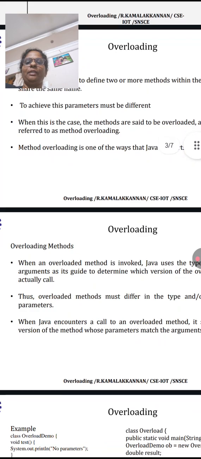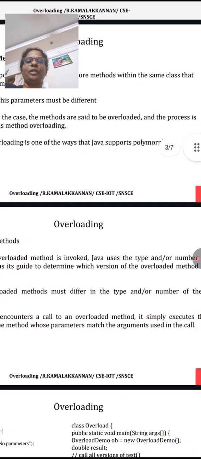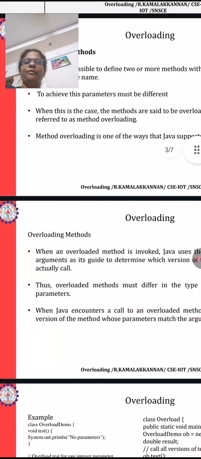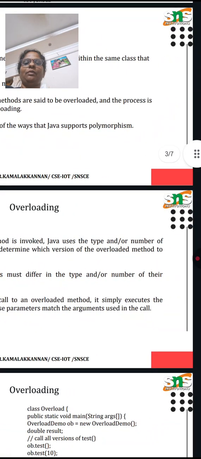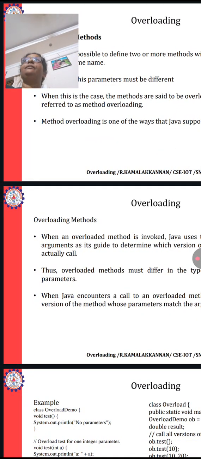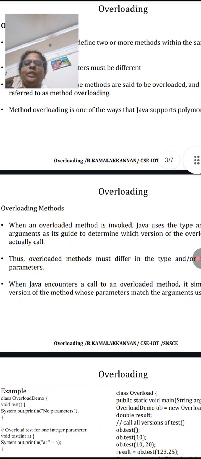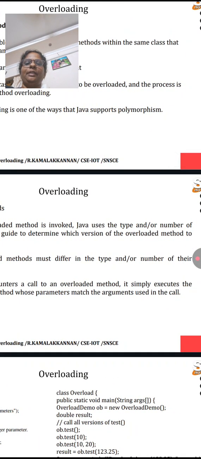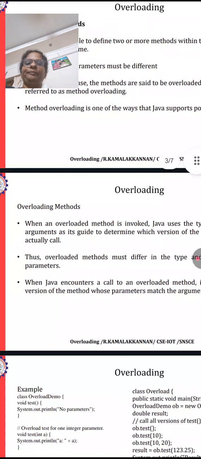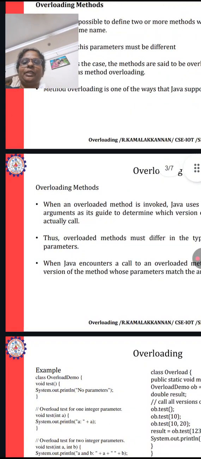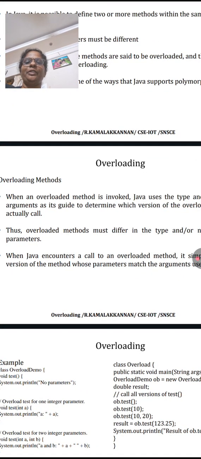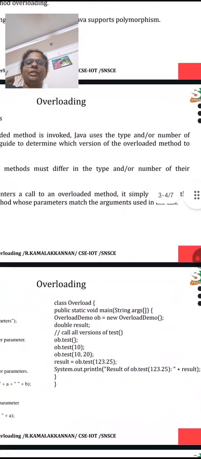In overloading methods, when an overloaded method is invoked, Java uses the types and number of arguments as a guide to determine which version of the overloaded method to actually call. Thus, the overloaded methods must differ in the type and or number of the parameters. When Java encounters a call to an overloaded method, it simply executes the version of the method whose parameters match the arguments used in the call.